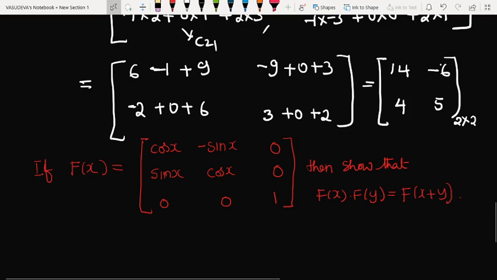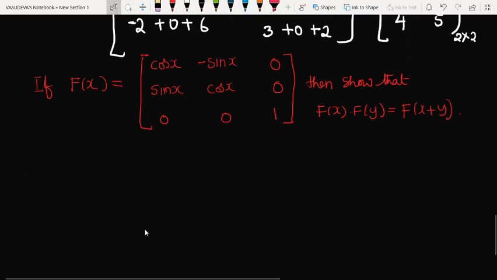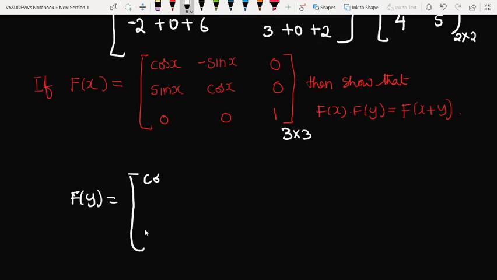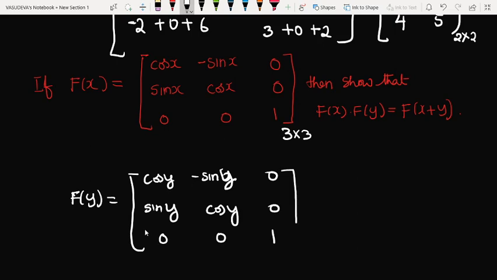Now this matrix given is a 3 by 3 matrix. Consider F of x as given. What they have asked is F of x into F of y. Now what is F of y? Here x is replaced by y. So this will become cos y, minus sin y, 0, sin y, cos y, 0, 0, 0, 1. So this is F of y.